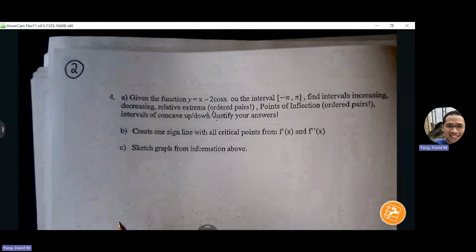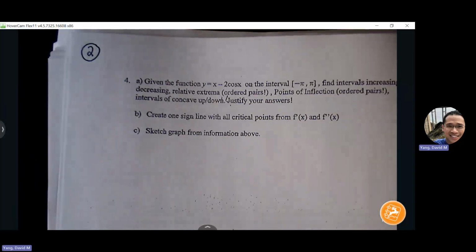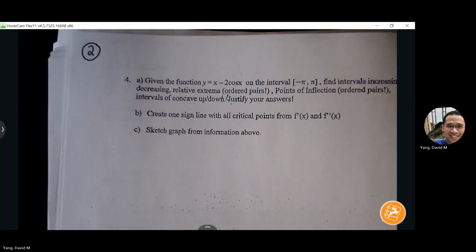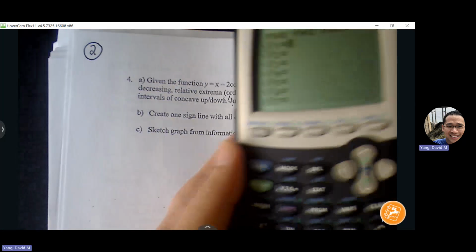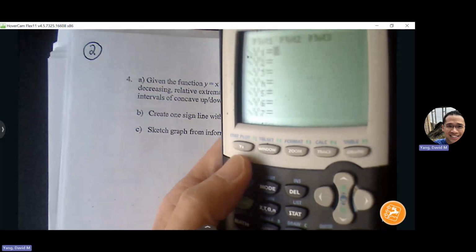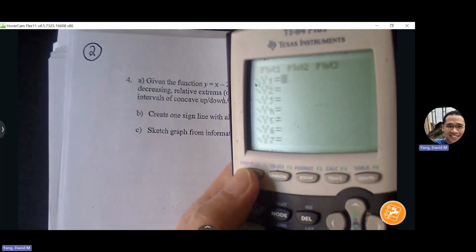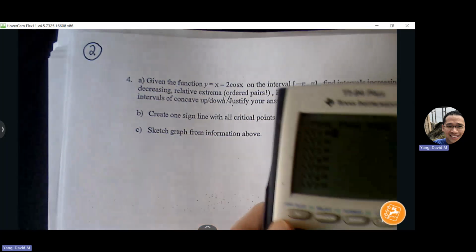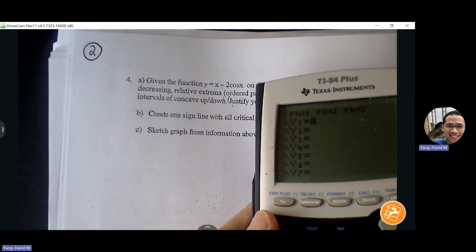Okay, so we're on page 2. Given that our function y is equal to x minus 2 cosine x. So in your graphing calculator, you can go to y equals. Y equals is this top left-hand button here. Here you can enter in a function and you can ask the calculator to graph it for you. So let's see what this looks like for x minus 2 cosine x.